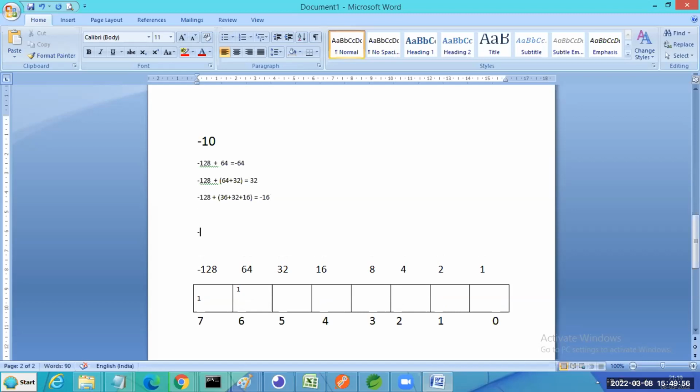Minus 128 plus, oh sorry, 64. Here also I have written 36, it should be 64. 64 plus 32 plus 16. Up to here, how much was it? Minus 16. Sure? Yes, sir.